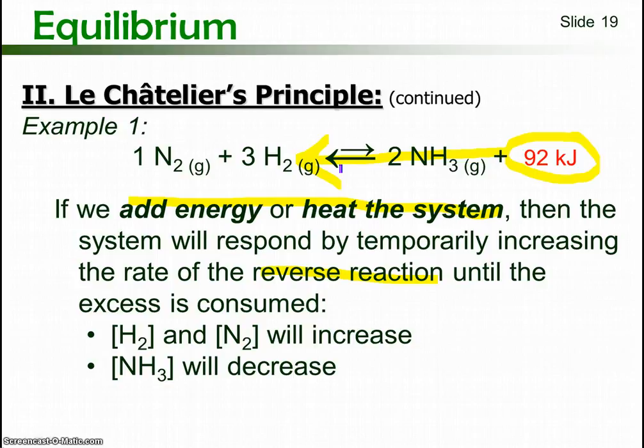So when we go away from energy, what we're saying is that we're using the 92 kilojoules to break the NH3 apart and turn it back into N2 and H2. So what we'll see over time, if we're trying to use up this energy, is the extra energy will be used up, so it'll go back to being at equilibrium. However, the amount of NH3 is going to decrease because we are using it up, and the amount of H2 and N2 will increase because they're being created.